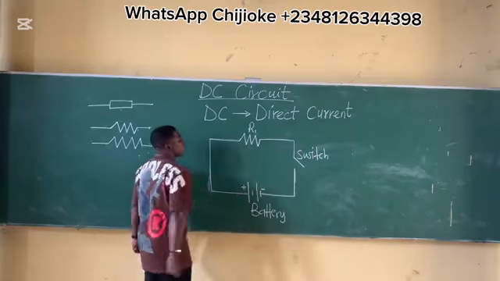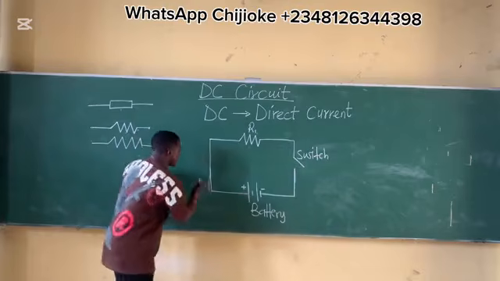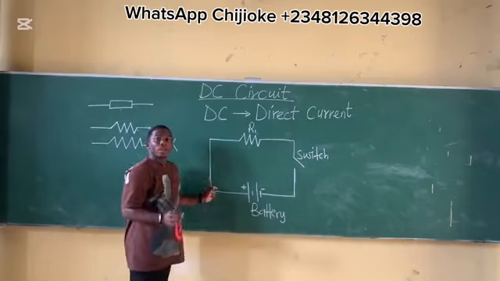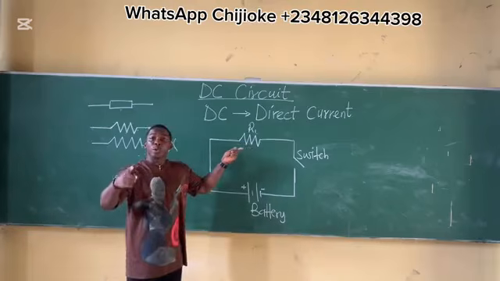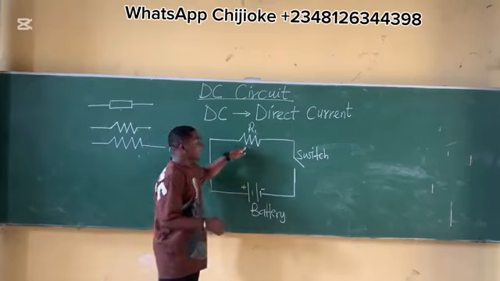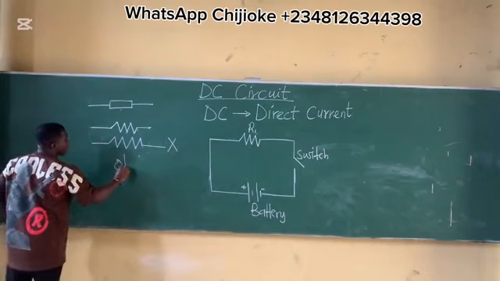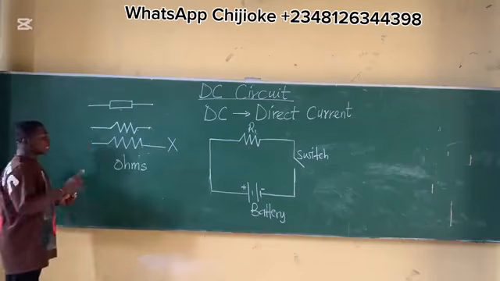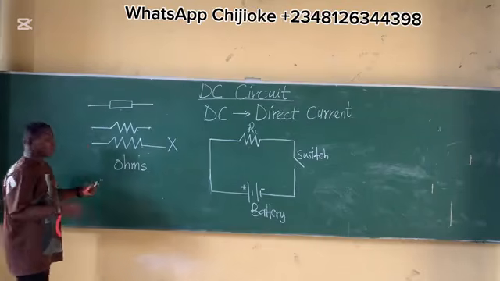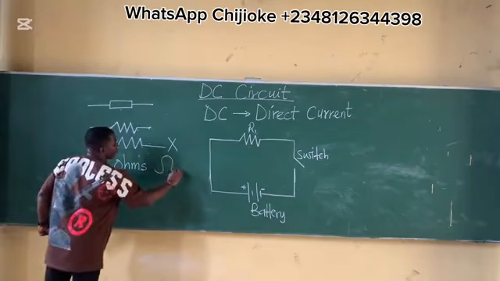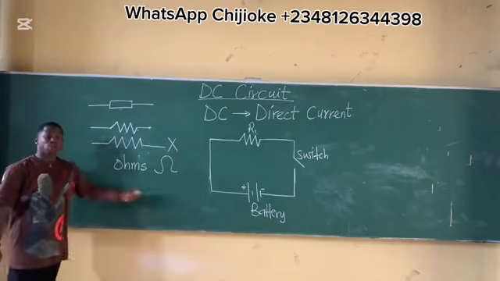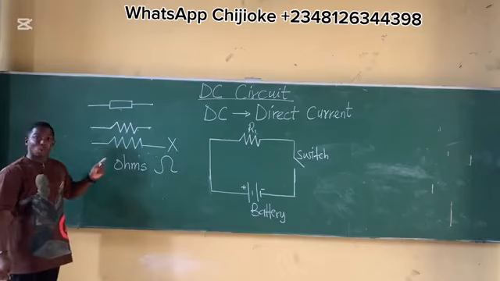And this one is called what? Resistor. Now please, listen attentively. Resistance of a resistor is measured in ohms. Resistance of a resistor is measured in what? Ohms. The symbol is this. This is the symbol for ohms.